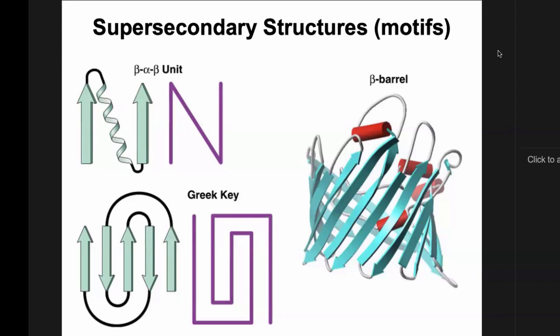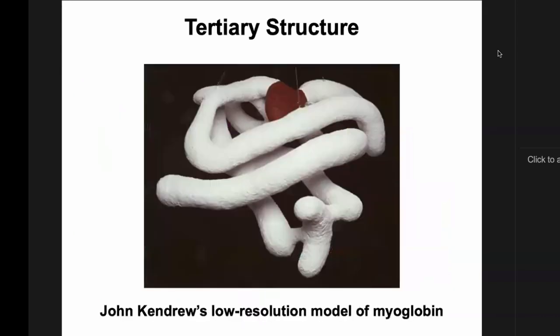So then from our secondary and supersecondary structures, we jump up to the level of tertiary structure. This is where all of the secondary and supersecondary structures join together to form a compact blob. We've seen this thing before. This is John Kendrew's low resolution model of myoglobin, where each of these white sausages is actually an alpha helix. And then those alpha helices are all tied in a knot here, all folded up into this compact blob, which is the tertiary structure of myoglobin. So this would be a fully functional molecule of myoglobin at this point, once it's folded into this tertiary structure.